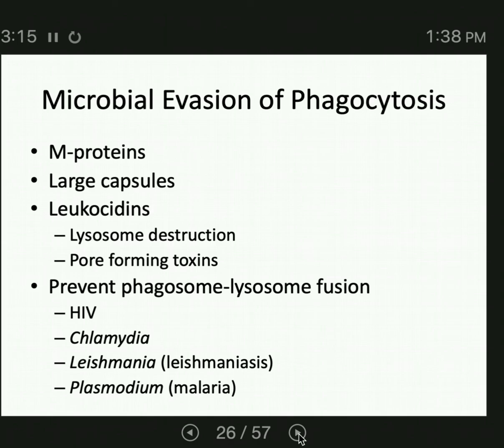HIV is a virus that does this. It can be taken into a phagocyte through phagocytosis, but then once inside, it's not digested. Chlamydia is another example, a bacteria that can do this. Then you have Leishmania, which causes leishmaniasis, and Plasmodium, which causes malaria. So this list has a virus example, a bacteria example, and protist examples.